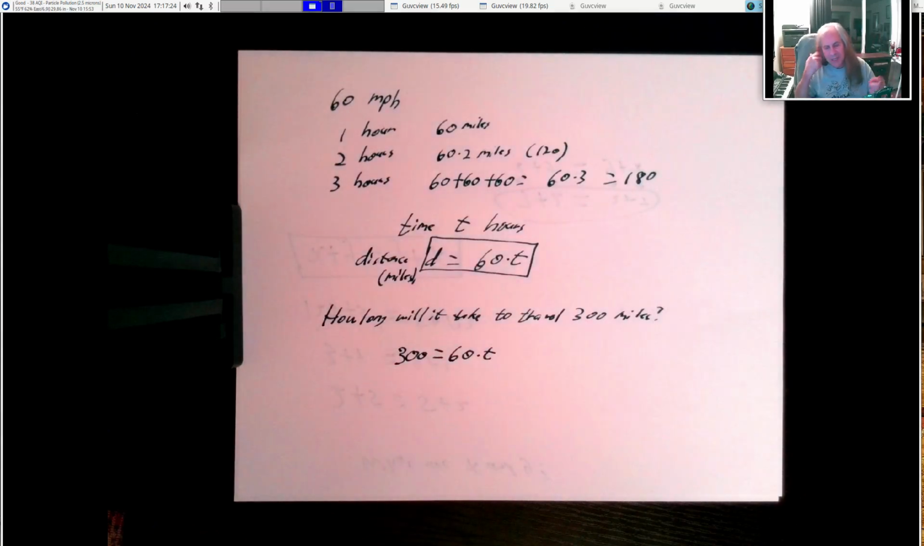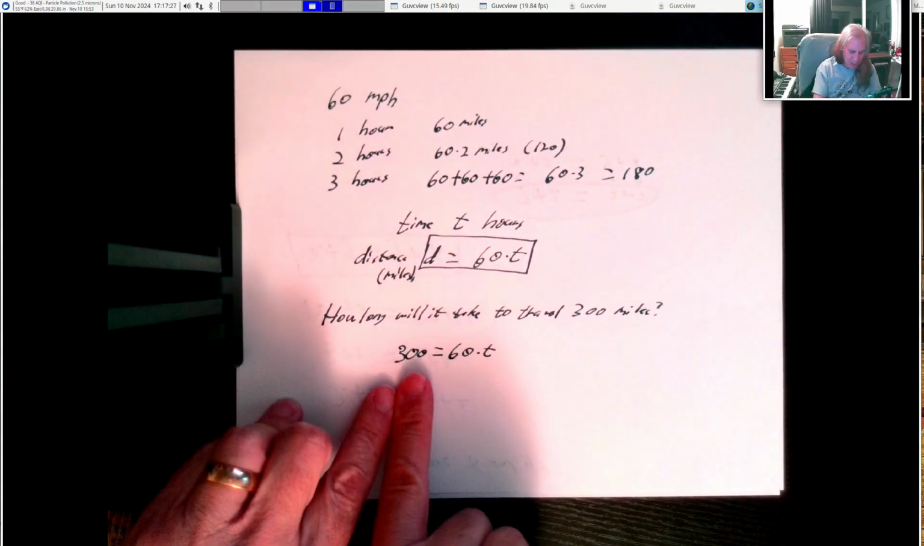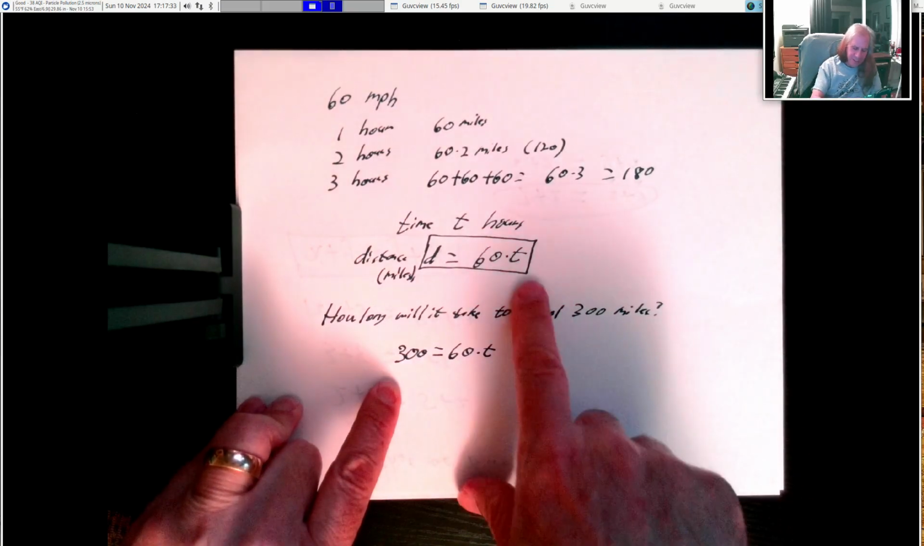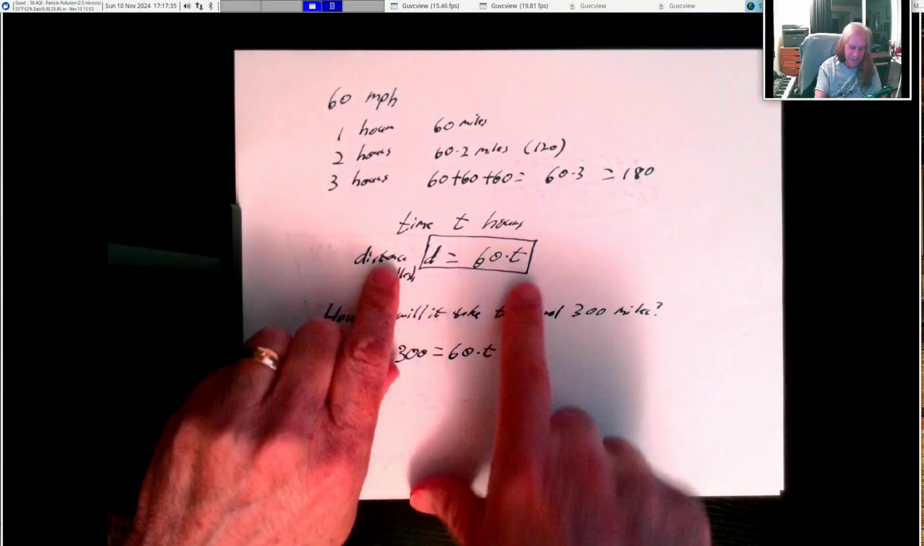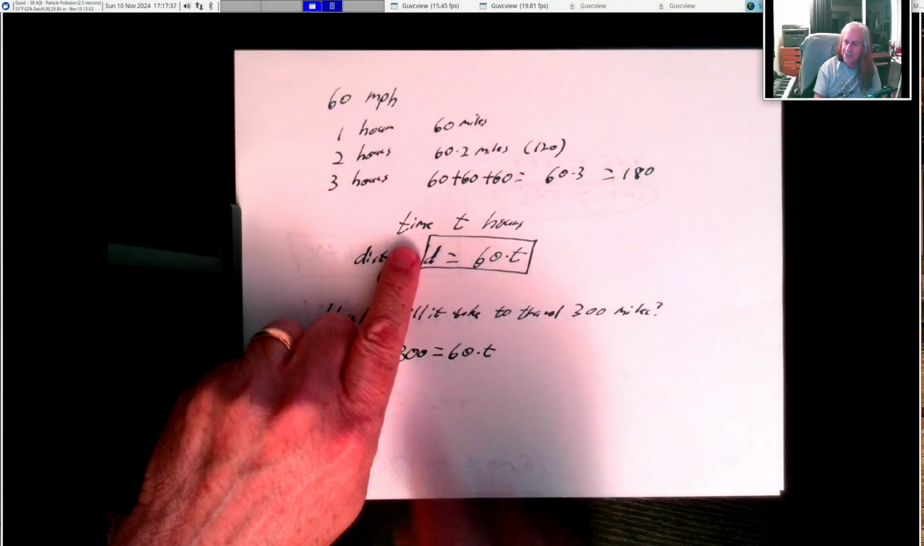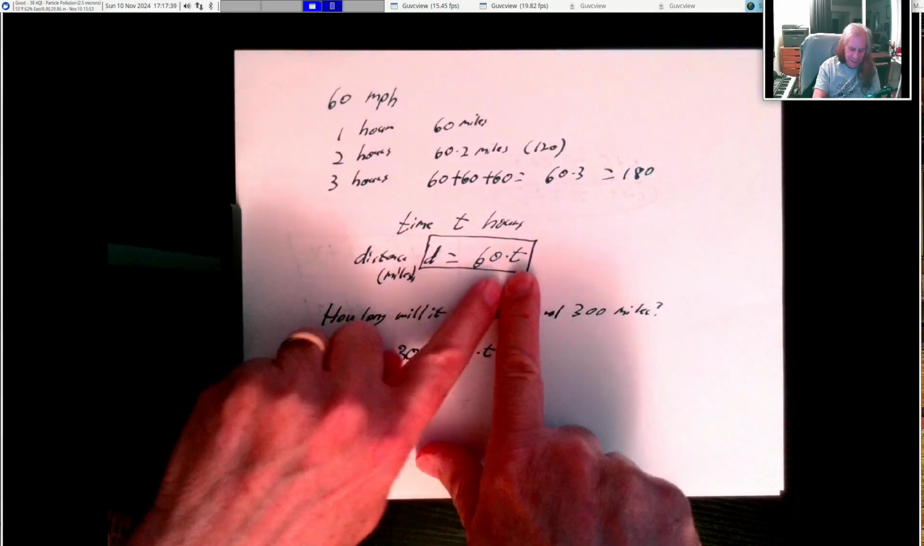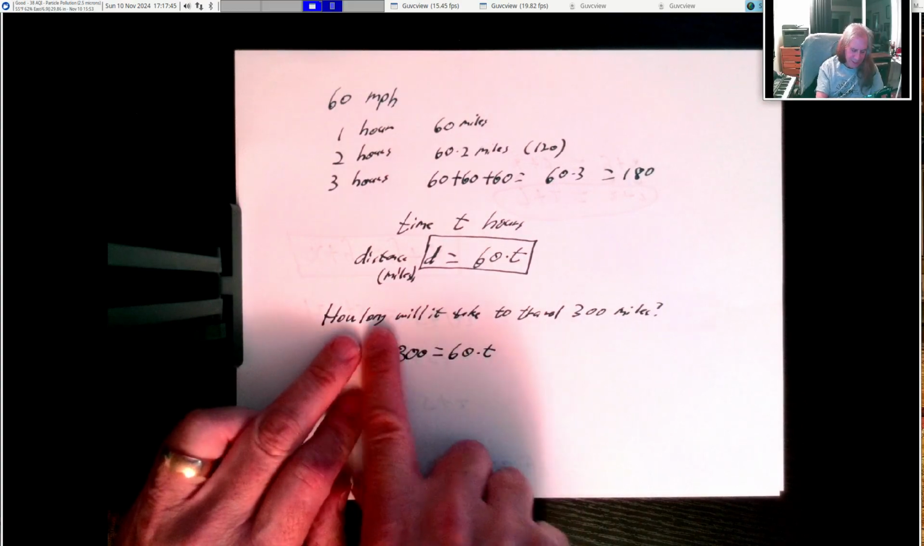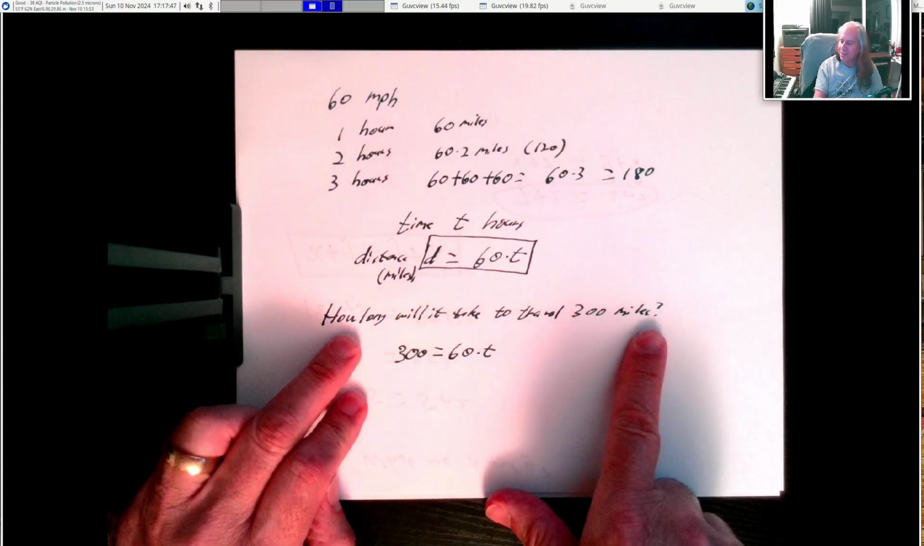So we would say I am trying to solve an equation 300 equals 60 times t to find the value of t. In other words, if t is 1, I get a distance of 60. If t is 2, I get a distance of 120. What's the value of t that gives me a distance of 300? That's the question, right? What's the value of t, the time it will take to travel a distance of 300?